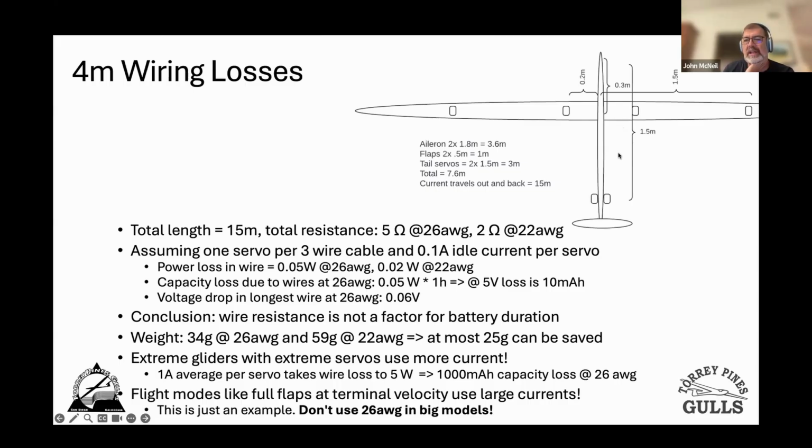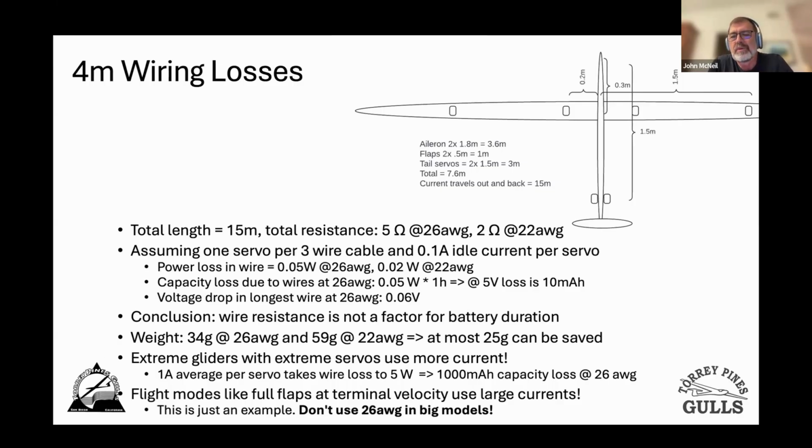Sorry for mixed units. Just to be obnoxious, I put the elevator and rudder in the tail to have 1.5 meter runs. And then the flap servos at 2/10 of a meter out. And then I'm saying that the distance to the battery from the wing connector, the nose, is another 0.3. If you add all that up, that's 7.6 meters.